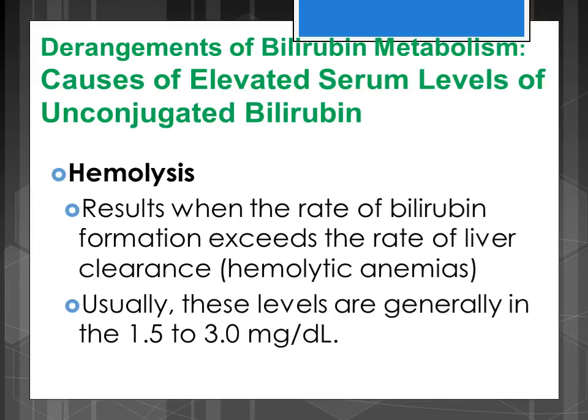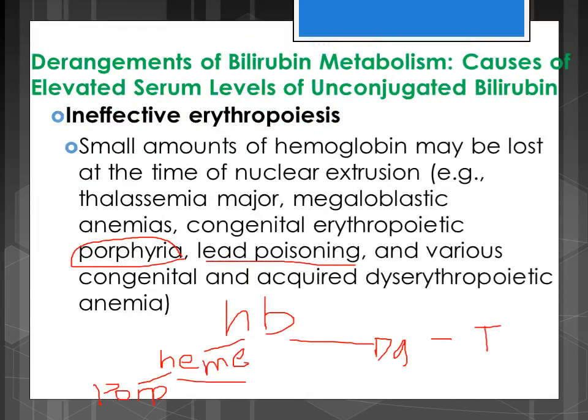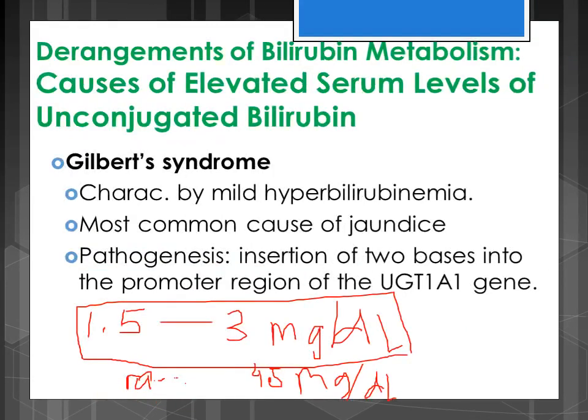Okay, so the second cause of elevated serum level of unconjugated bilirubin is ineffective erythropoiesis. In ineffective erythropoiesis, small amounts of hemoglobin may be lost at the time of nuclear extrusion, for example in thalassemia major. So, a little bit of discussion of your thalassemia. Now we're in the third cause of elevated serum unconjugated or indirect bilirubin.